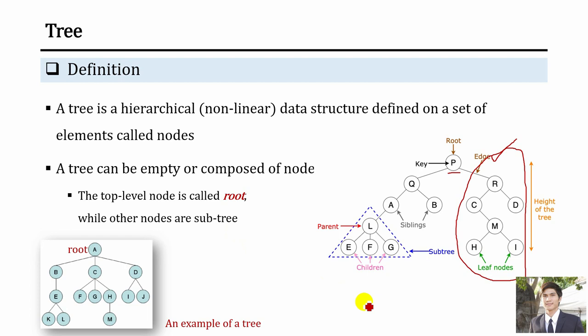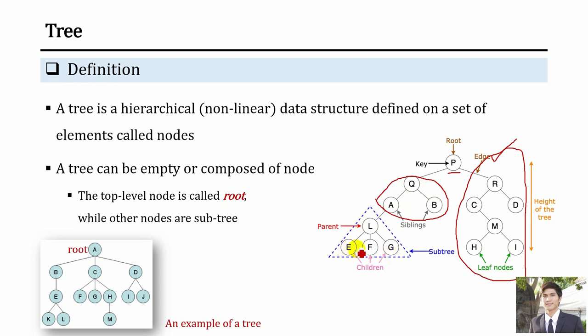A leaf node is considered a child when we look at it in relation to its parent, and the nodes that are connected from the same parent are siblings. For example, here we have A and B, which are connected by Q. So A and B are called siblings because they have the same parent Q, right?